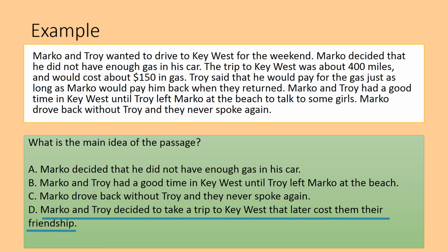Marco and Troy decided to take a trip to Key West that later cost them their friendship. This is the best answer choice for this question and for this passage because it has the topic sentence discussed and the two main details that we have identified. D would be the correct answer for this choice.